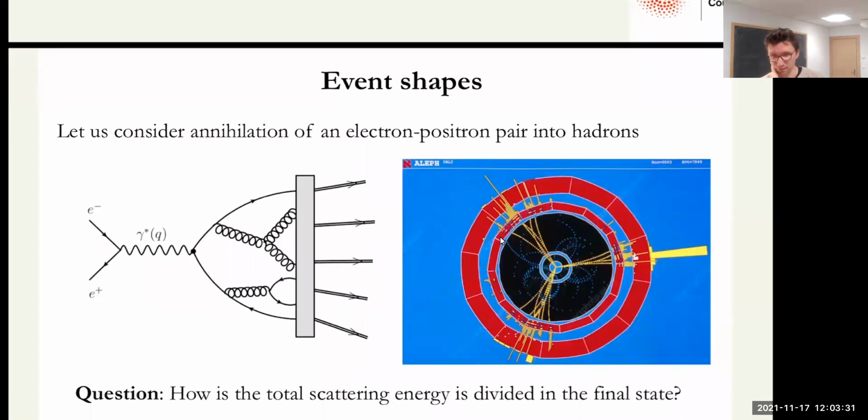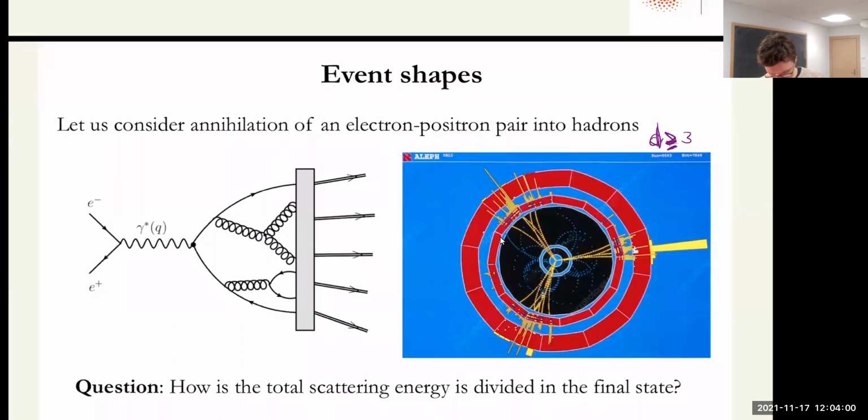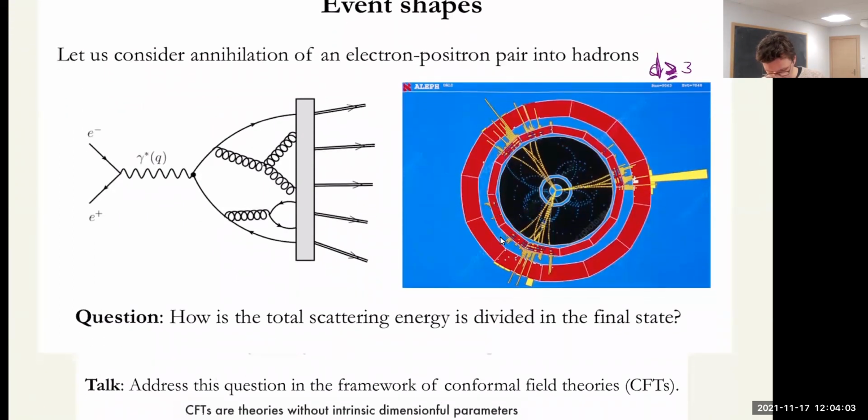It's effectively, if we have a stress energy tensor, we can measure energy. It does not depend on the existence of particles. It does not depend on weak coupling. I guess one thing which is implicit here is that this picture only makes sense in, say, d larger than or equal to 3, so I need space, time, and some angle. Okay, this is not a good start here. Yeah. And now, of course, for this talk, I will just ask this question: how is the energy divided in the final state in the context of CFTs?